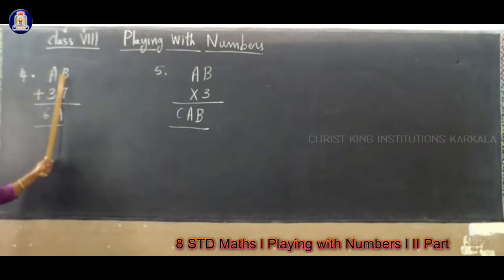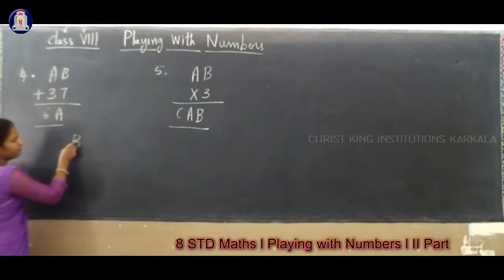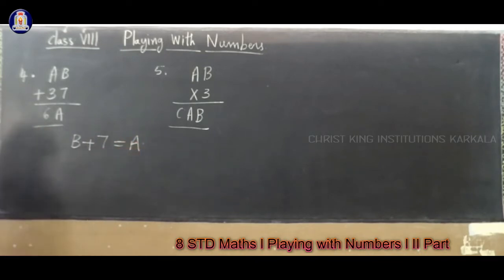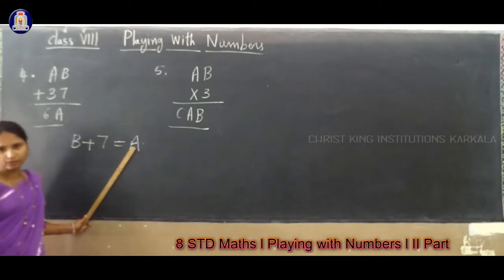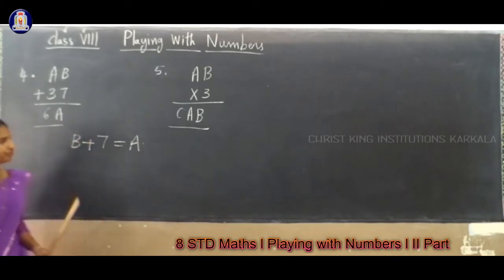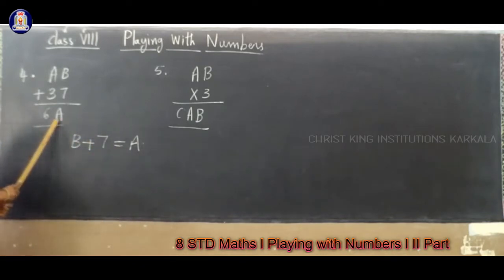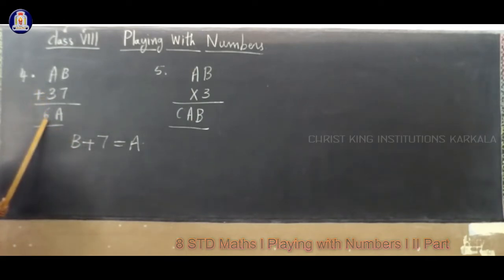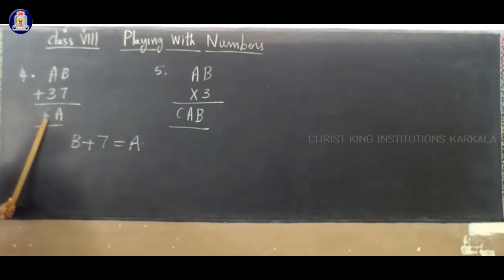So now B, first one you see, B plus 7 should get answer A. Can you find B and letter A value? So now you have to think. Here we get one answer for A. That same value must be written in this A place. Clear? The A should get the same value, so that you get answer 6.